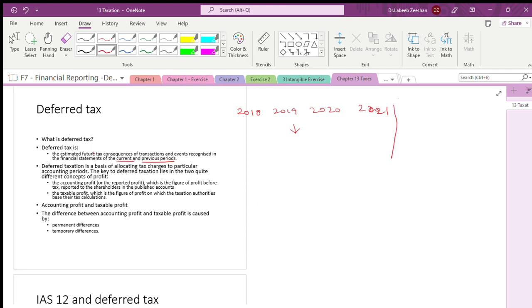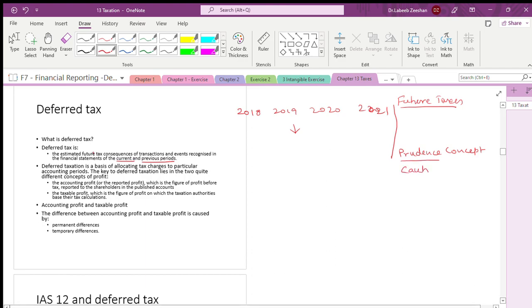Not only that, we will also have the estimates for the future taxes. It is a provision. If you remember, there is a concept of prudence in accounting. Prudence is nothing but being very cautious in making provisions. You make more provisions. Whenever you are making an estimate, if you estimate more, nothing will happen.